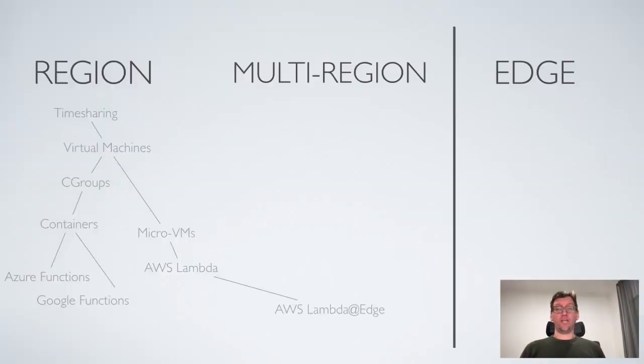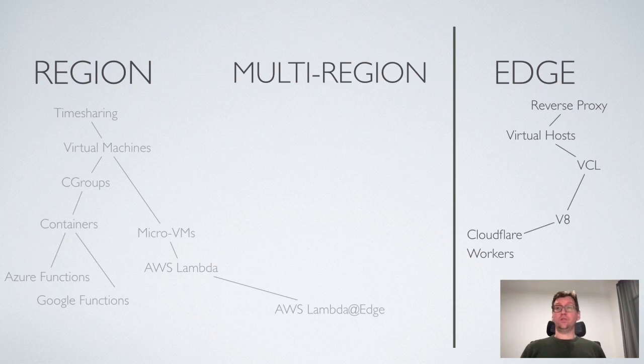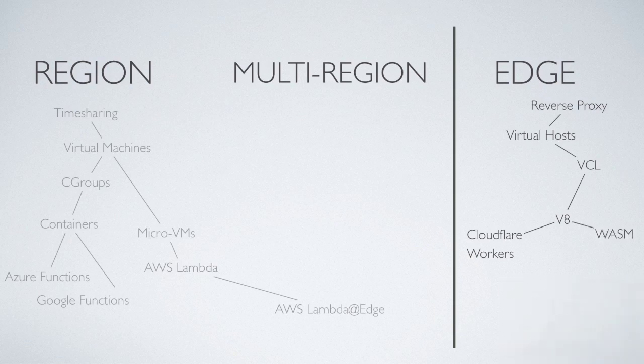So, what does it look like over in Edge world? We started out with things like reverse proxies and virtual hosts, nothing programmable yet, mostly static configurations. VCL came along, the Varnish configuration language, which allowed people to write much more programmable configurations. But things started to take off properly with V8, which formed the basis of Cloudflare Workers. WebAssembly came along, which Fastly quickly adopted for their compute at edge. And Akamai and Netlify soon followed suit with their JavaScript-based solutions.